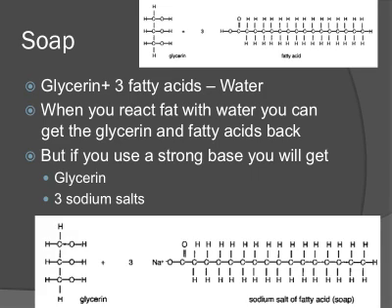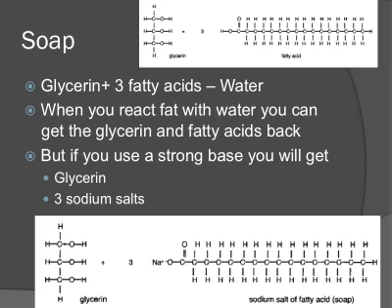So when you put it in this basic solution that I was just talking about, whether it be potassium hydroxide or sodium hydroxide or the soda ash solution I was just telling you about, basically what happens is it breaks the bond between the glycerin and the 3 fatty acids. So now we have 3 fatty acids floating around with a negative end.